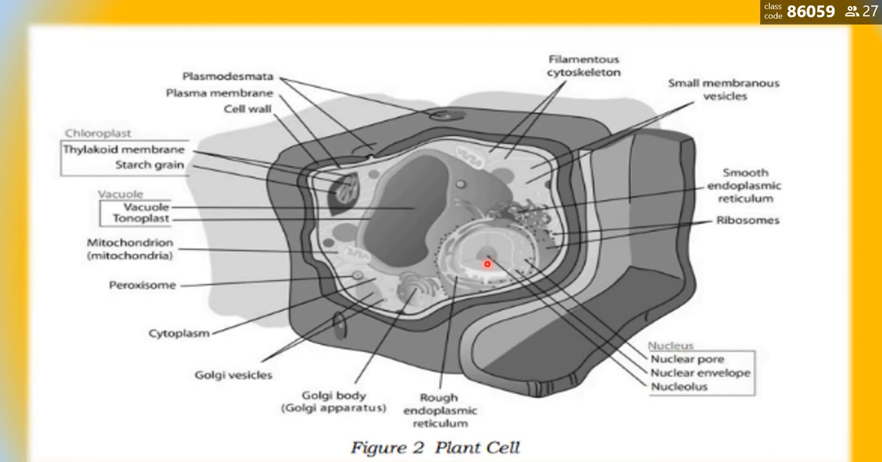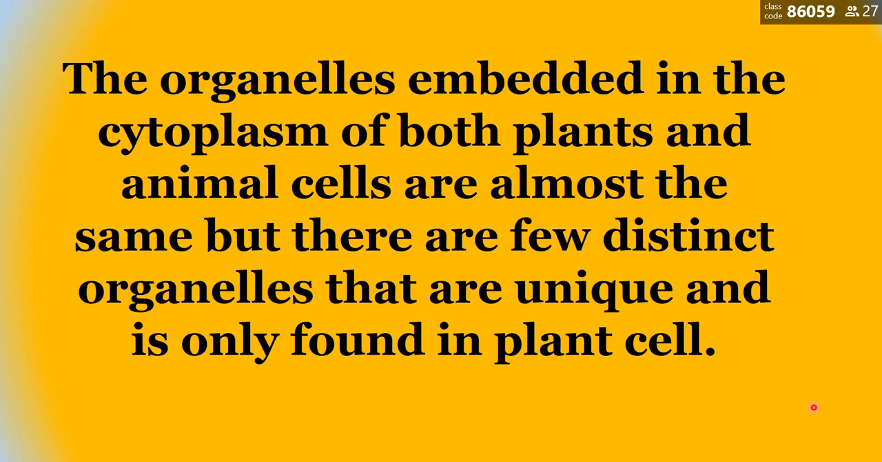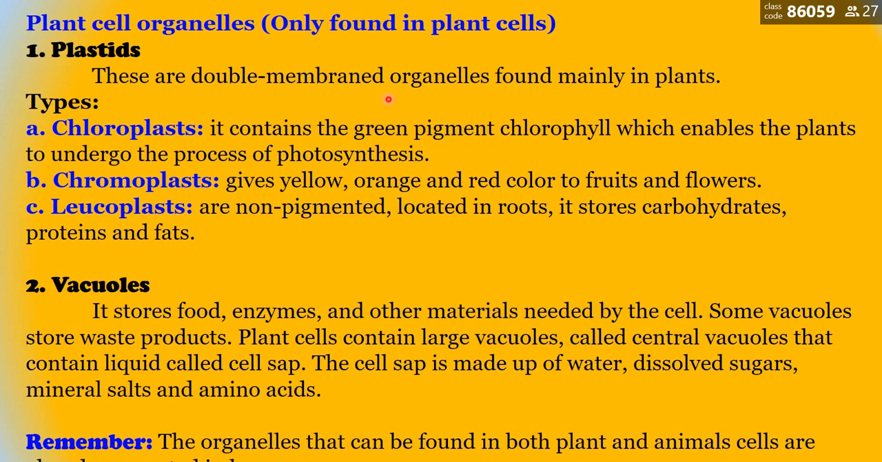So this is the picture of the plant cell. The organelles embedded in the cytoplasm of both plant and animal cells are almost the same, but there are a few distinct organelles that are unique and only found in plant cells. What are those? The plant cell organelles that can only be found in plant cells are, first, the plastids. These are double-membraned organelles found mainly in plants.